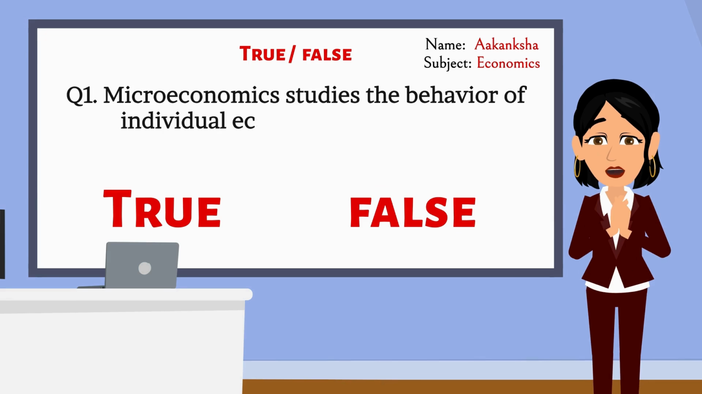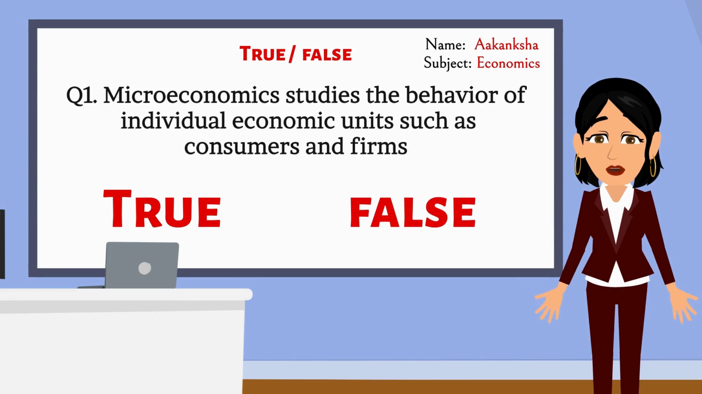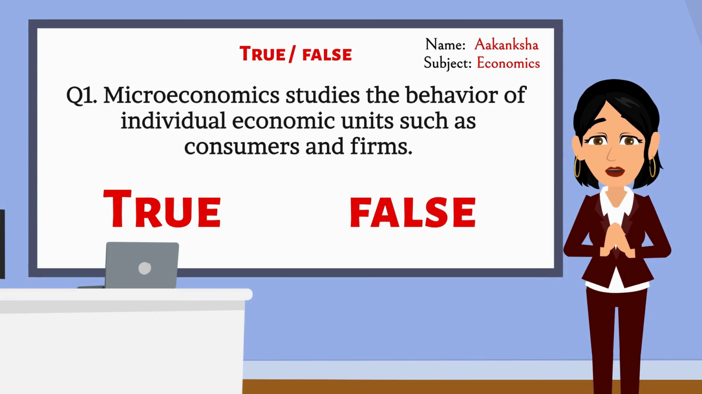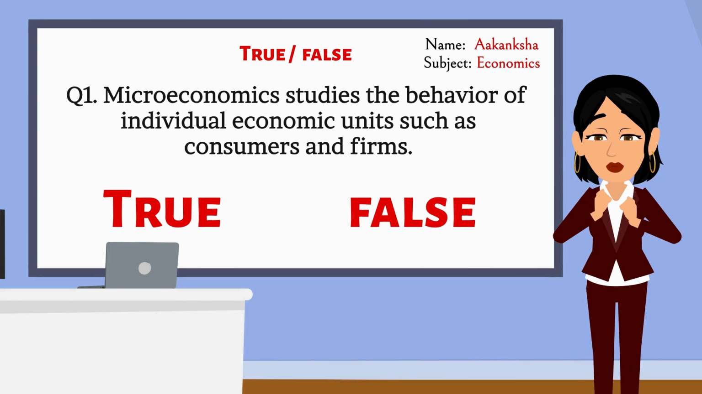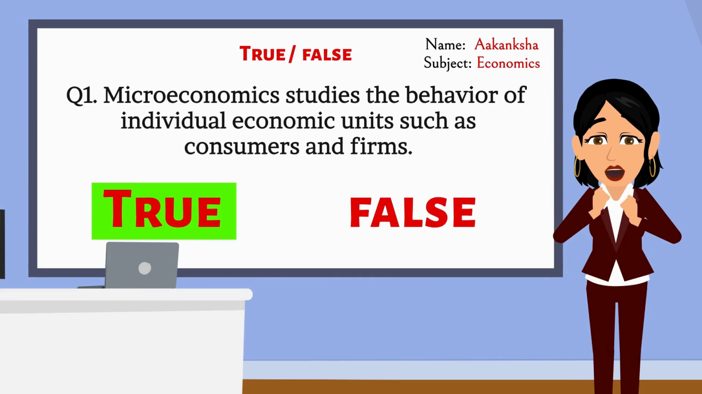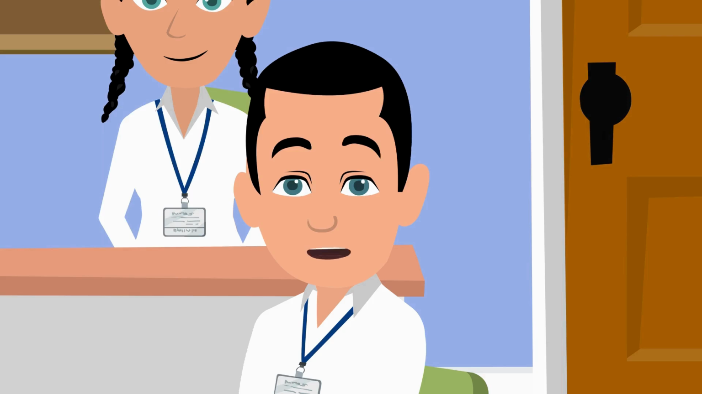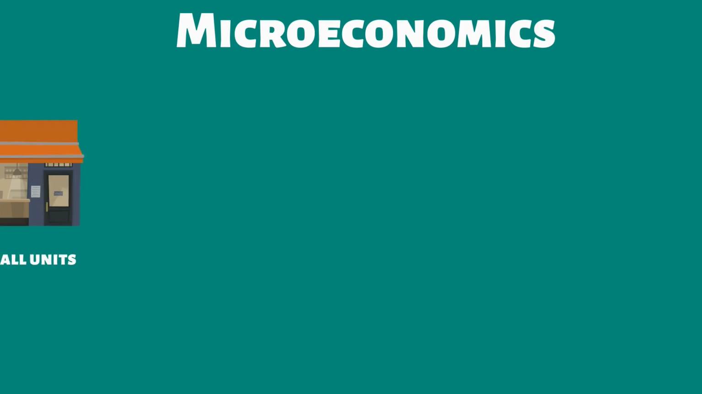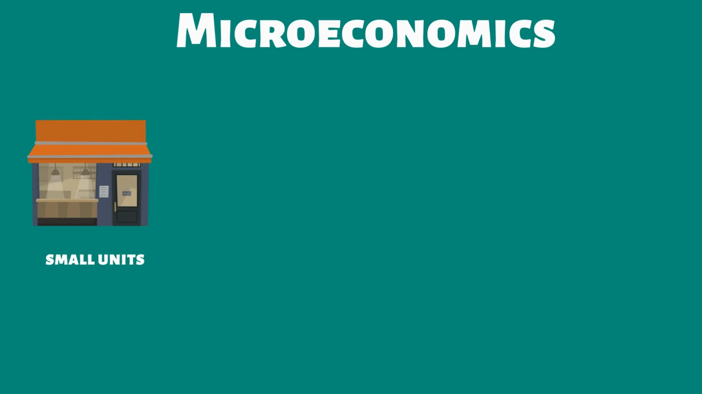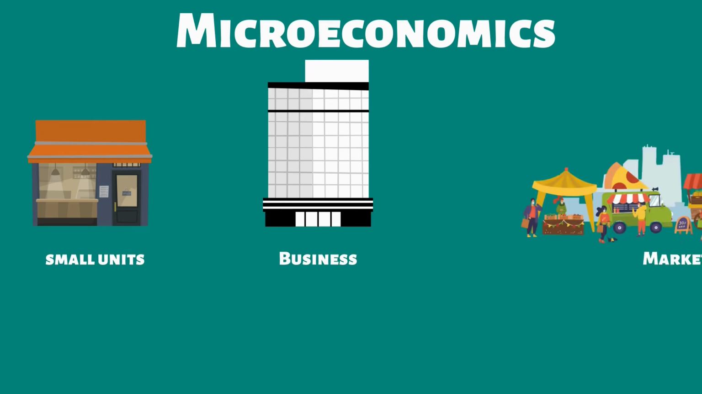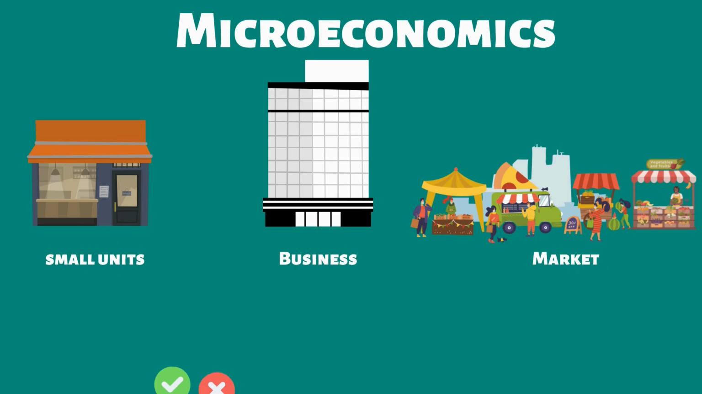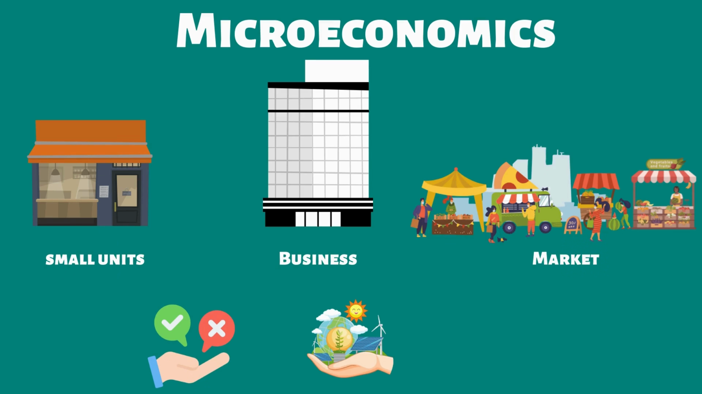First question. Microeconomics studies the behavior of individual economic units such as consumers and firms. True or false? It's true. Correct. Can you explain why? Microeconomics focuses on small units like individual consumers, businesses, or markets. It studies how they make decisions about resources and interact in specific markets.